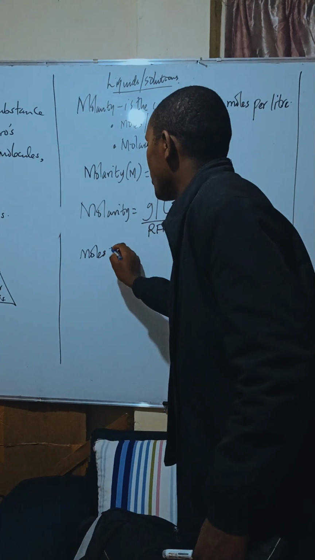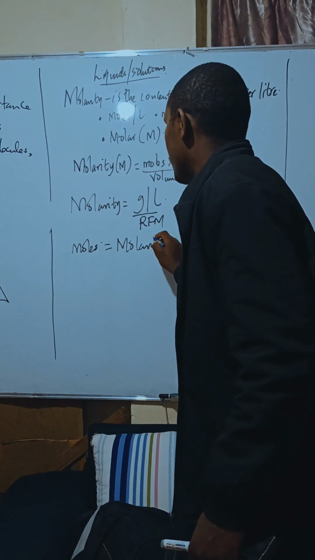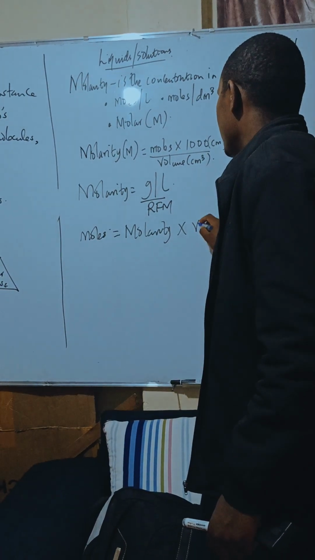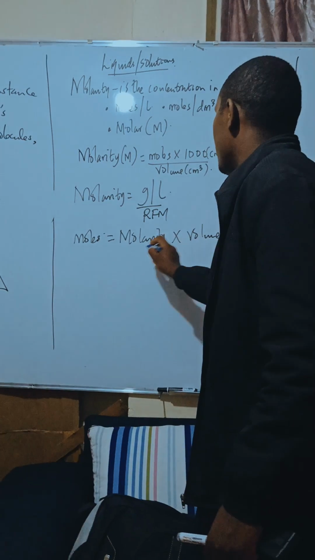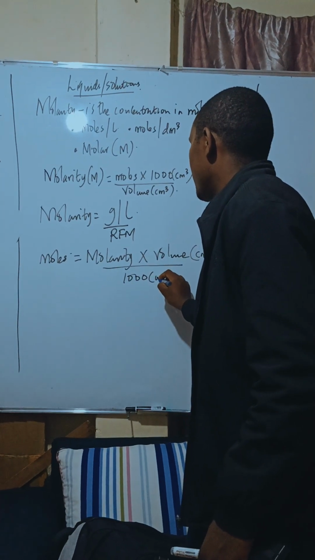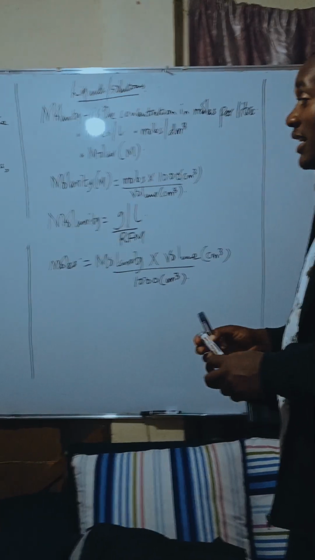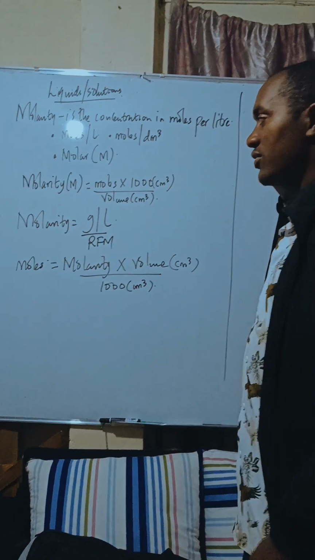From this you can make moles the subject of the formula. You can find moles, small m, is equal to molarity times volume, which is in centimeter cubic always, over 1,000, which is in centimeter cubic also. These are very important formulas. So these are the formulas that are used to calculate moles in solutions.